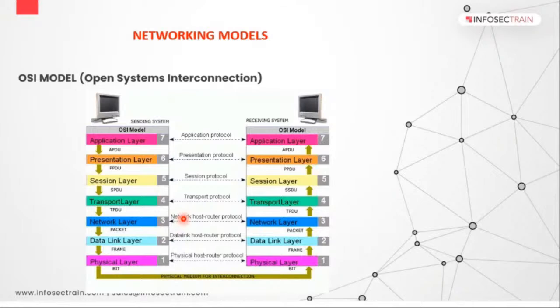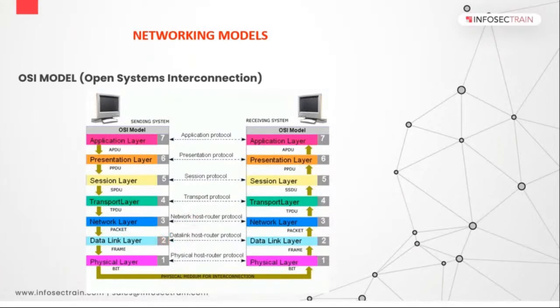Now, when the data arrives at the network layer, what happens? Your IP addresses will be added to the data. Right? Now, when the IP addresses have been added to the data, after that the data will be moved to the data link layer.